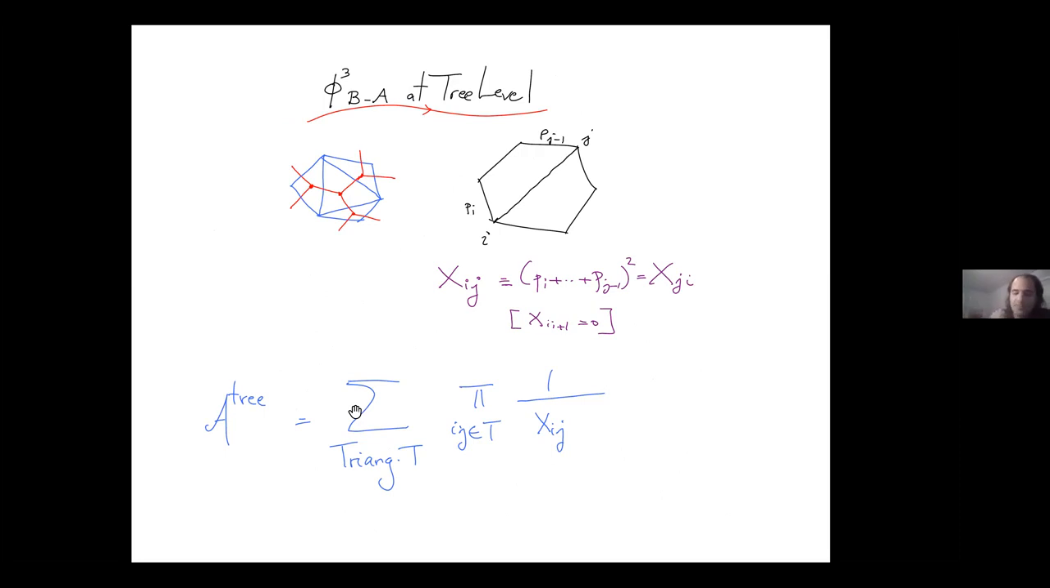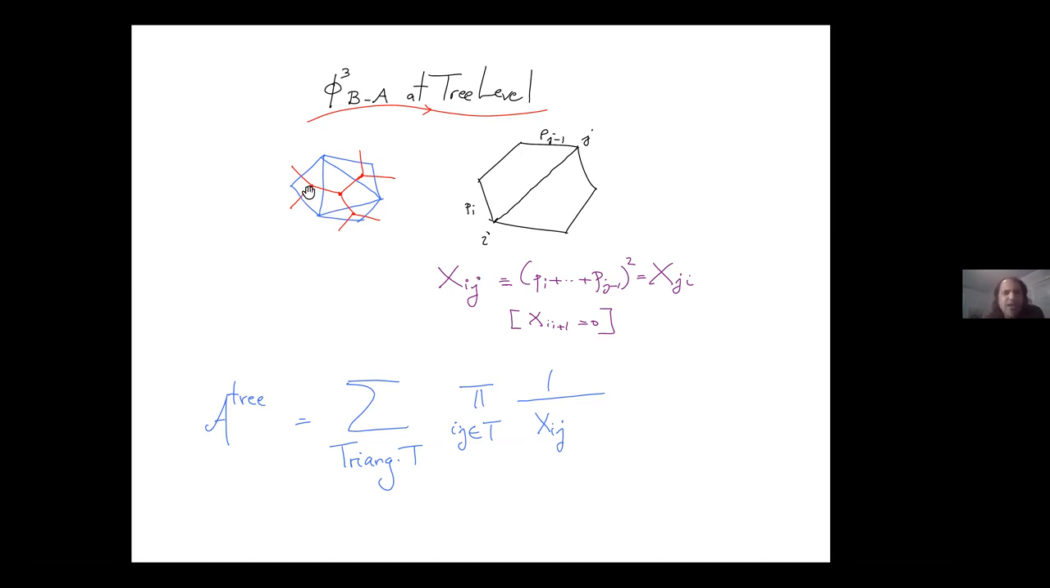Okay, so just a quick reminder of what the kinematic space is in these theories. We can think about the kinematic invariants as just being Mandelstam invariants, or if we draw our favorite polygon in momentum space, we can also think about them as distances squared between two points in the polygon, which is the sum of consecutive momenta squared. So we have these x_ij variables that are equal to x_ji. And there are as many of these as there are independent Mandelstam invariants. So they're a good basis for all the Mandelstams.